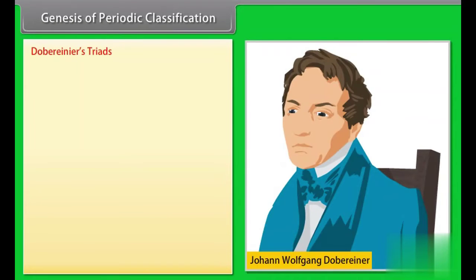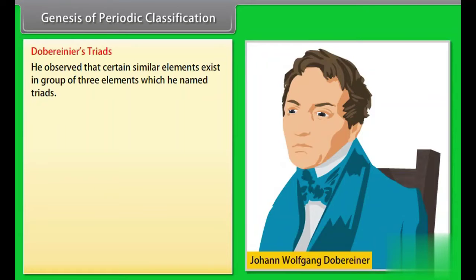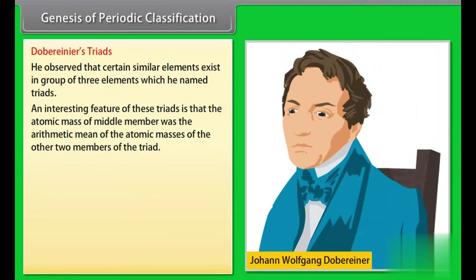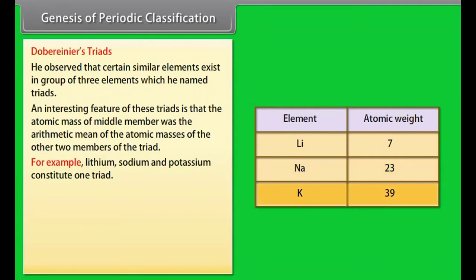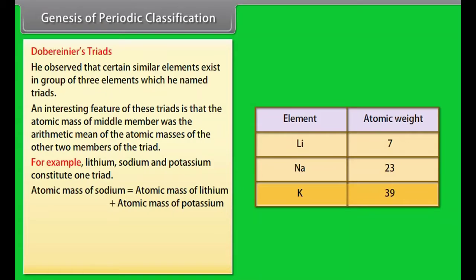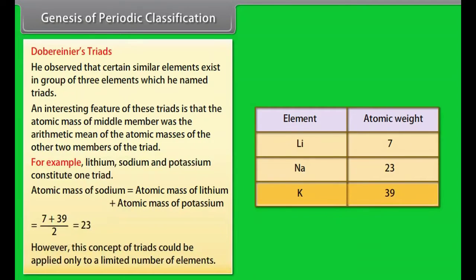Genesis of periodic classification. Dobereiner's triads. He observed that certain similar elements exist in groups of 3 elements, which he named triads. An interesting feature of these triads is that the atomic mass of the middle member was the arithmetic mean of the atomic masses of the other 2 members of the triad. For example, lithium, sodium and potassium constitute one triad. Atomic mass of sodium is equal to (atomic mass of lithium plus atomic mass of potassium) by 2, which is (7 plus 39) by 2, equal to 23. However, this concept of triads could be applied only to a limited number of elements.